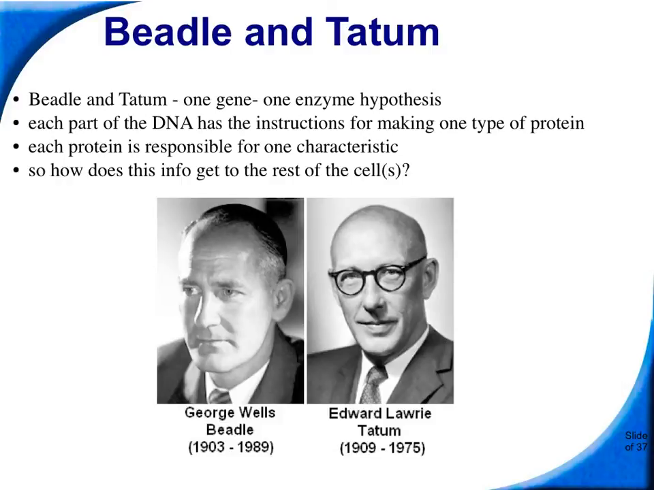So our big question now is, okay, DNA has the information. We know that. How do the rest of the cells get this information? How do organisms know what they're supposed to look like and how they're supposed to grow, reproduce, and act?